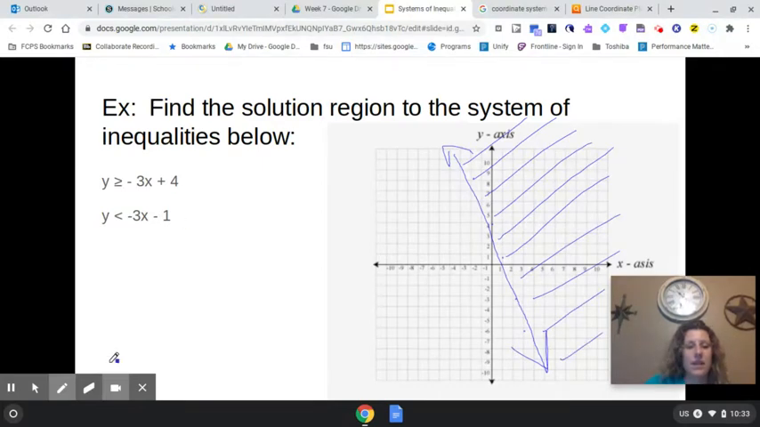Okay, the second inequality has a y-intercept of -1 and again a slope of -3. Hopefully we're noticing, oh, these are those same two parallel lines as before. This one is less than, so I'm going to connect with dotted lines that are supposed to be straight. Sorry about that. And this one is less than, so I'm going to shade below.